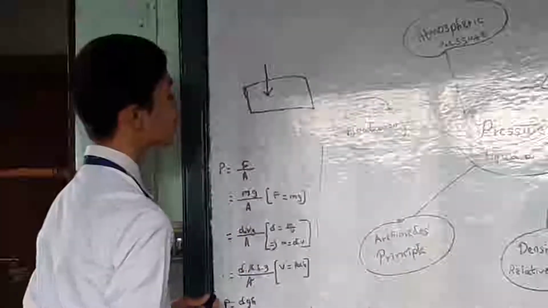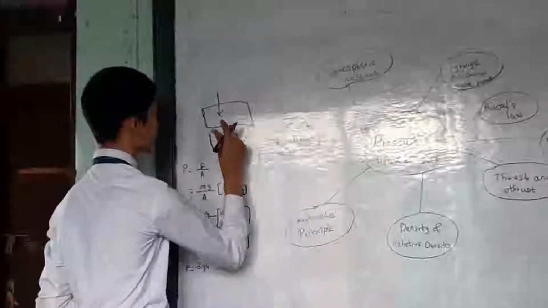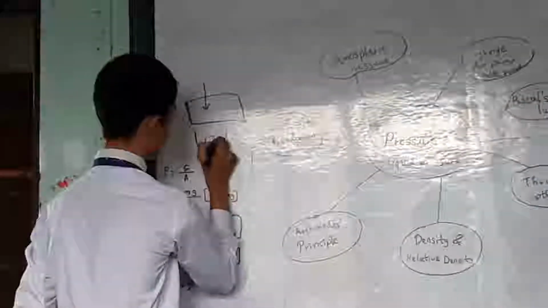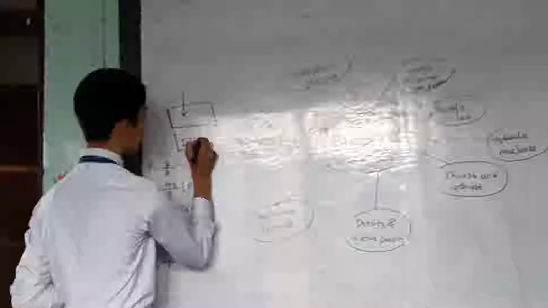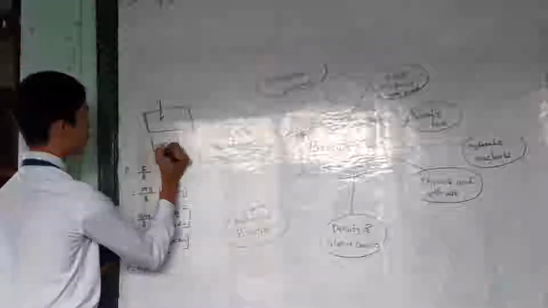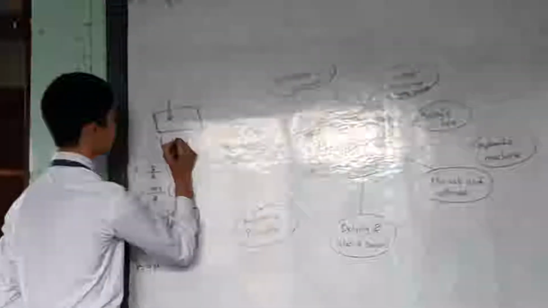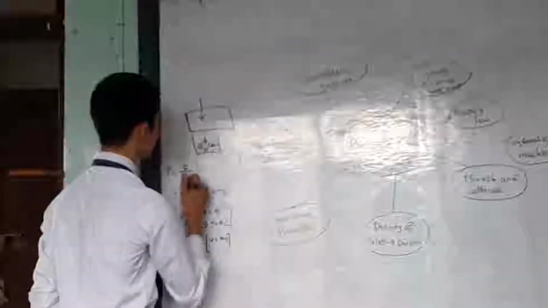So, liquid pressure is the pressure exerted by the liquid on the body. Let's say it's a container and it contains fluid, and it's a body. Now, the pressure exerted by this liquid in all directions on the object is known as liquid pressure.